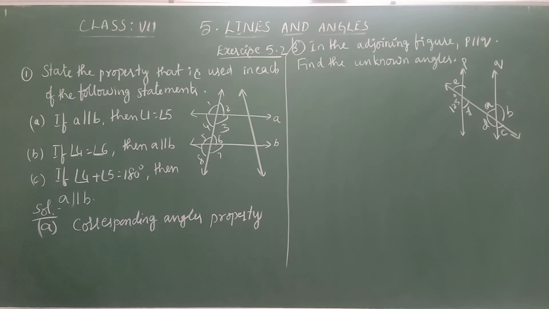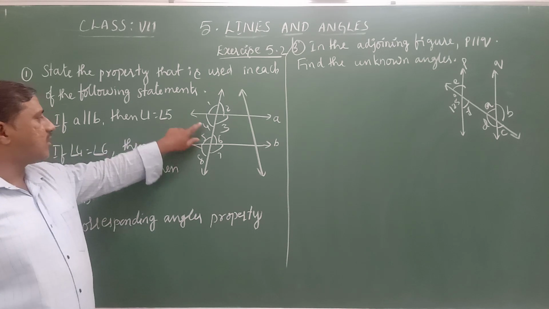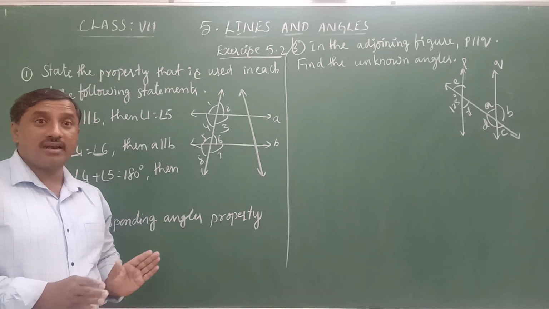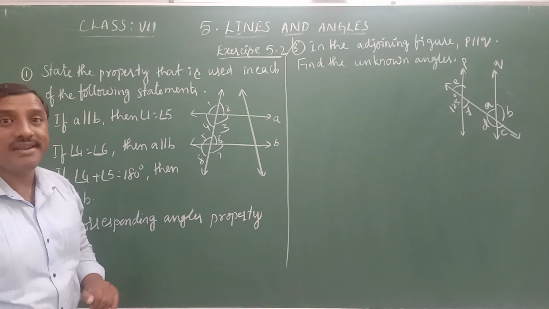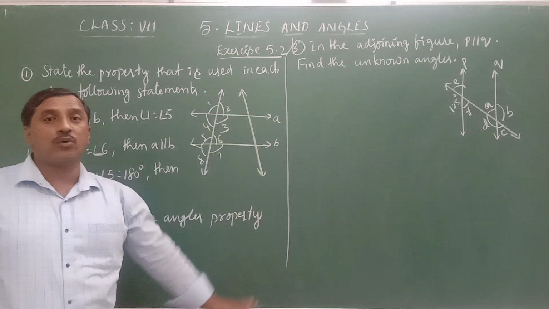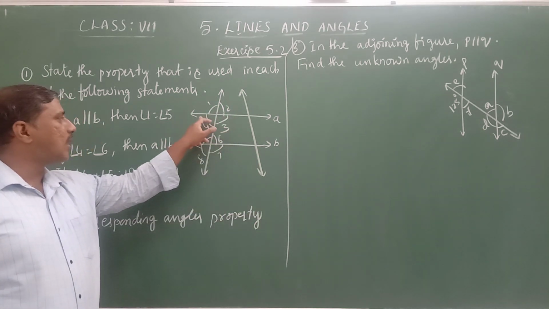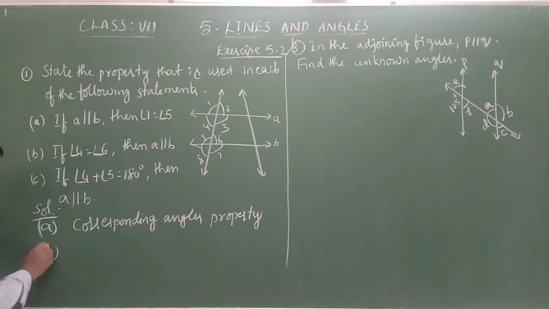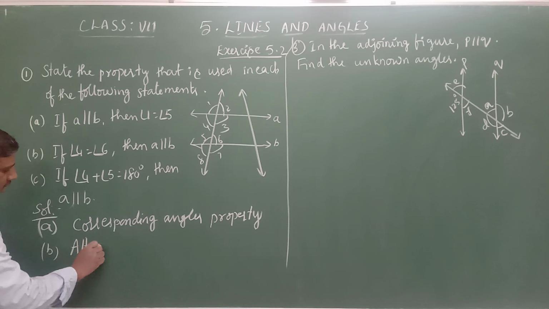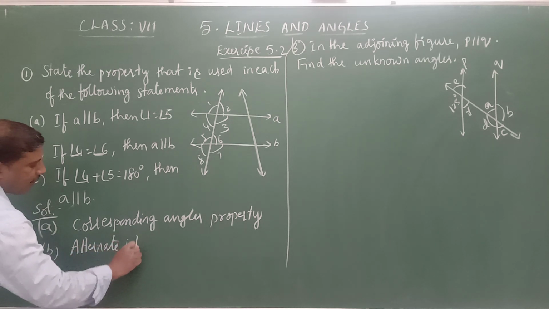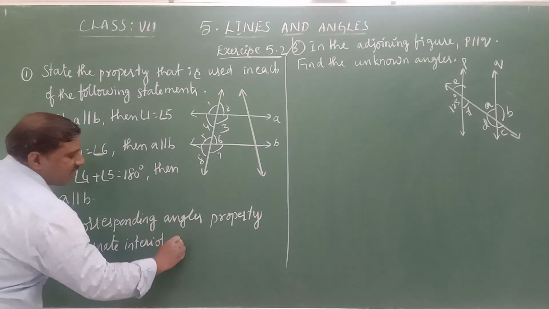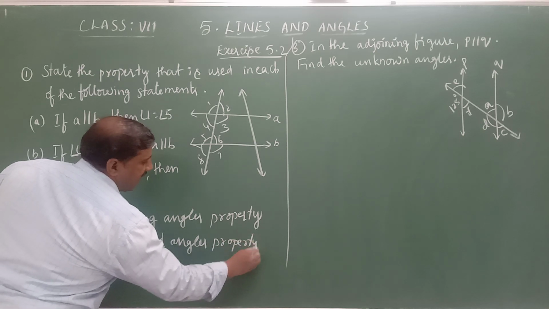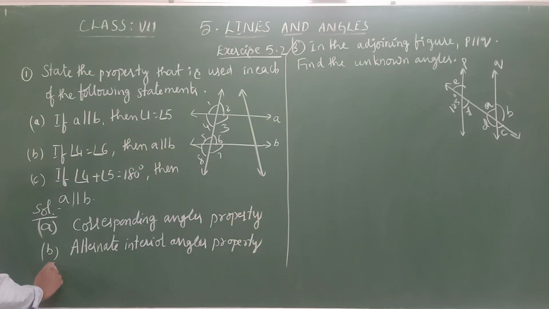Next, if angle 4 is equal to angle 6, what are 4 and 6? Alternate interior angles. Then A is parallel to B. So what is the property related to angle 4 and angle 6? It is the alternate interior angles property. So B is the alternate interior angles property.